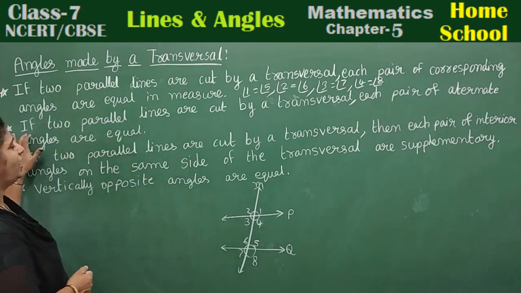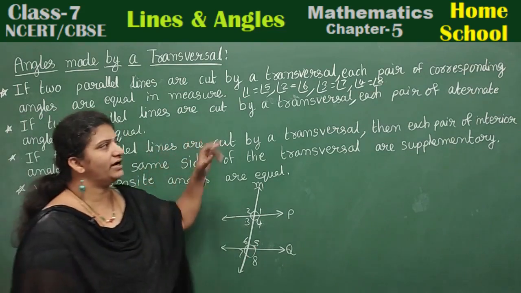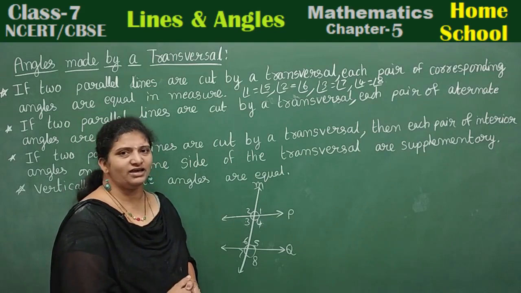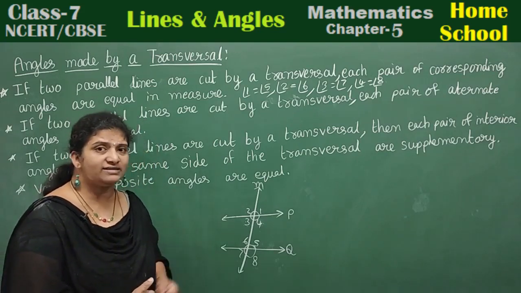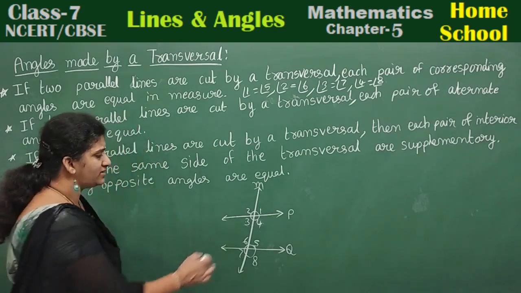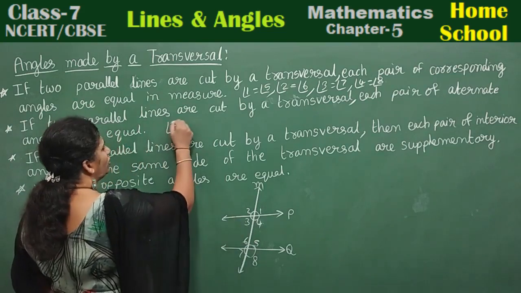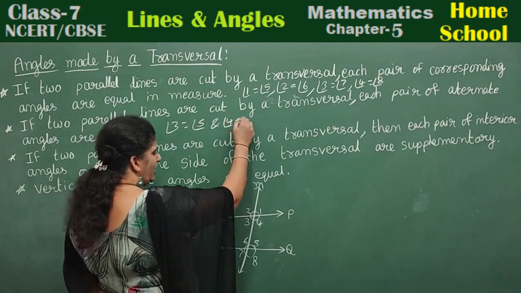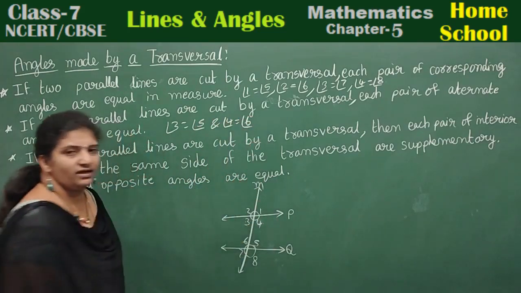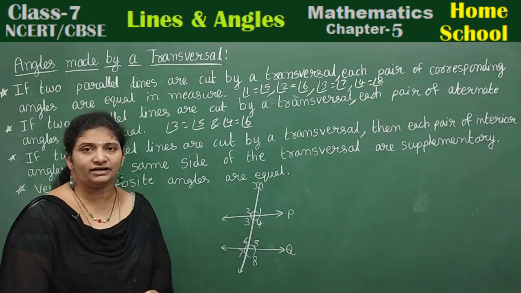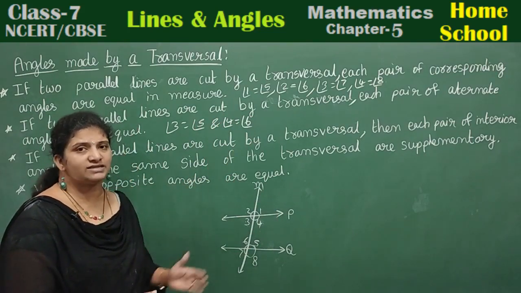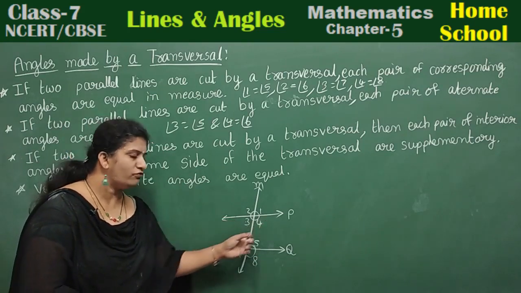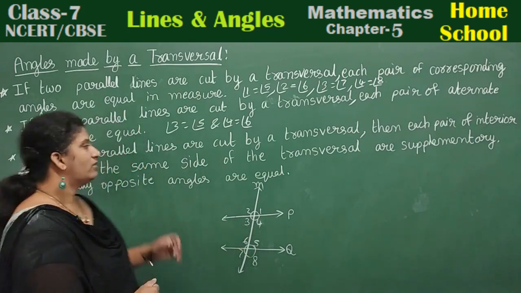See the next point. If two parallel lines are cut by a transversal, each pair of alternate angles are equal. Alternate angles are equal. Identify here alternate angles: angle 3 equal to angle 5 and angle 4 equal to angle 6. I am talking about alternate interior angles. Alternate angles are equal: angle 3 equals angle 5 and angle 4 equals angle 6.